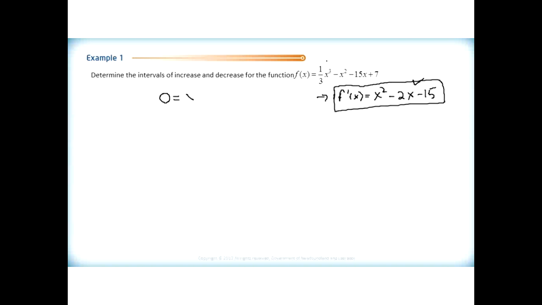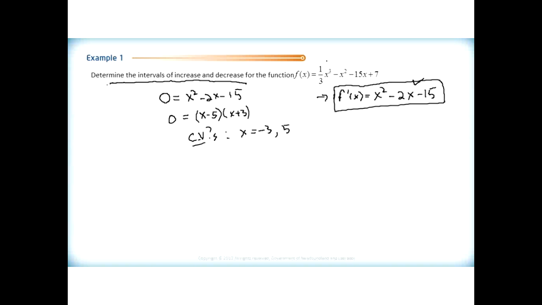So we're just going to let it equal 0 in this case, and we can get off easy by finding out what are the zeros of this function. So I've got x minus 5 times x plus 3. So I'm going to get 2 critical values, at x equals negative 3 and positive 5. But that's not what our overall goal was here. It was to determine the intervals of increase and decrease for the function.